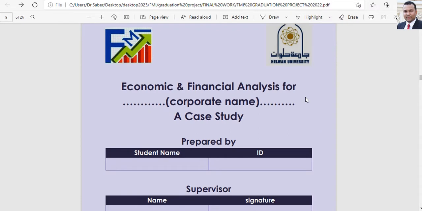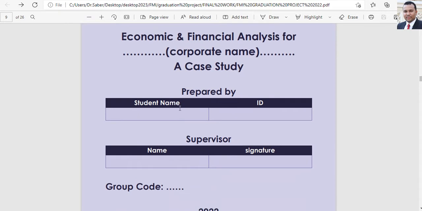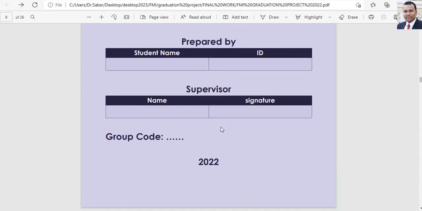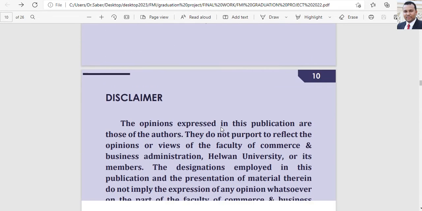Okay. On the left side, this is the FMI logo, and on the right side, the Helwan University logo. The title for the project, Economic and Financial Analysis 4, you will write the name of the corporate or the case study. Prepared by student name, you will write student name in the group and faculty ID. And next, the supervisor name and signature. Group code, you will obtain the group code from the administration team. This is the cover page.